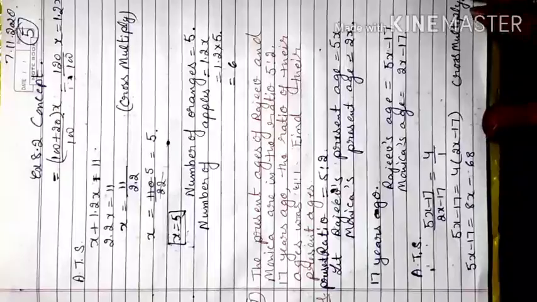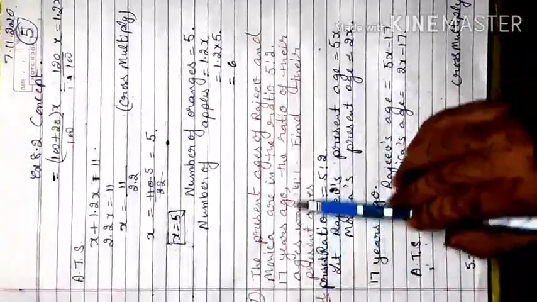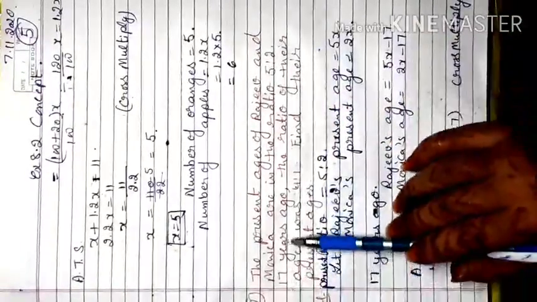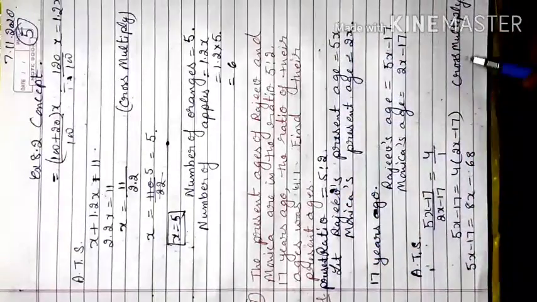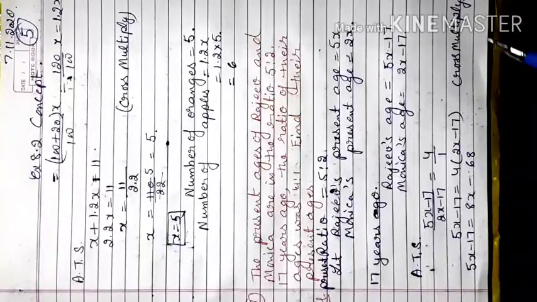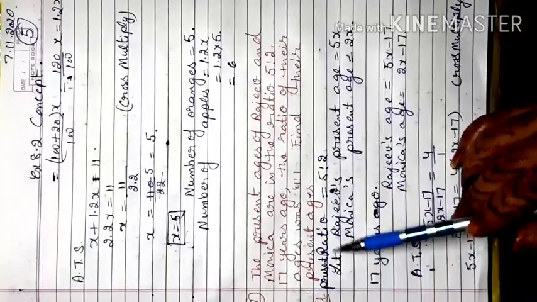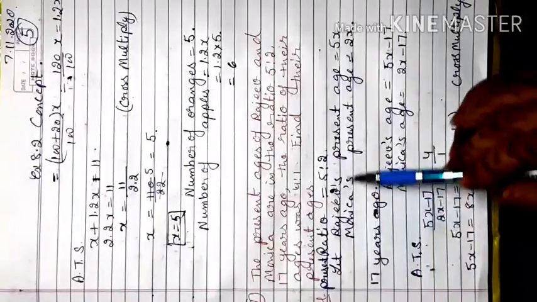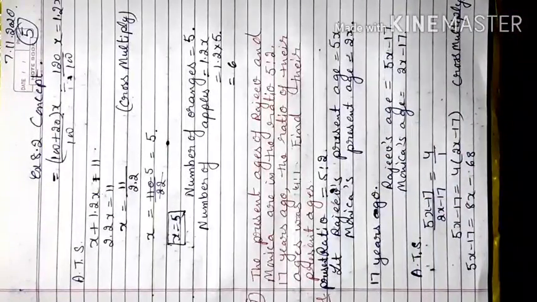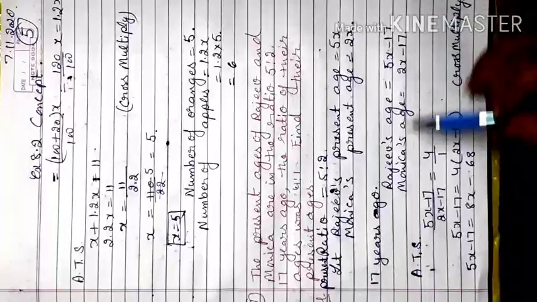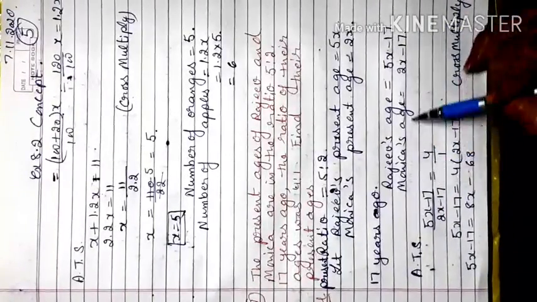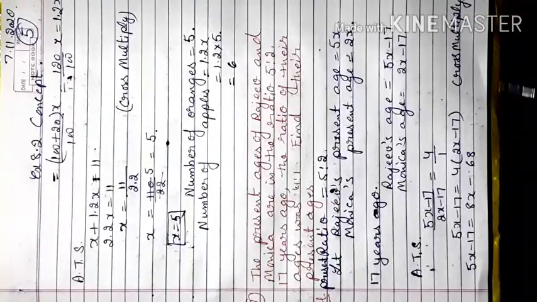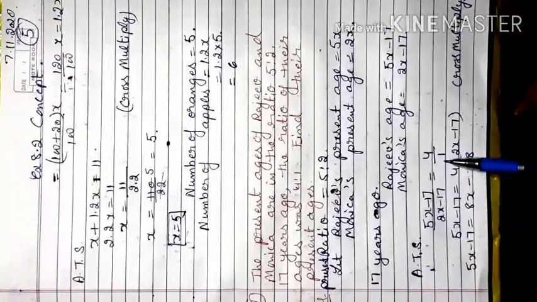Now the seventh question is, the present ages of Rajiv and Monica are in the ratio 5:2. Seven years ago, that means 7 years before, their ages were in the ratio 4:1. You have to find the present ages of both of them. So if the present ratio is 5:2, Rajiv's present age must be 5x and Monica's present age must be 2x. But 7 years back, Rajiv's age was 5x minus 7 and Monica's age was 2x minus 7, and according to the statement, 7 years ago the ratio was 4:1.